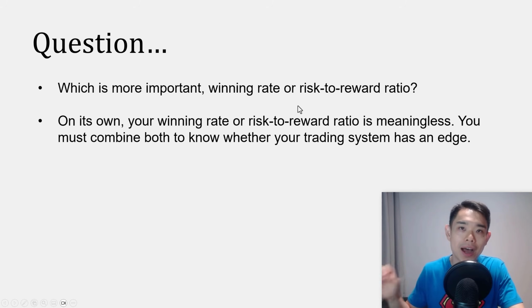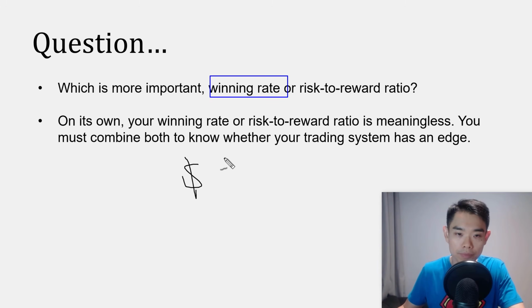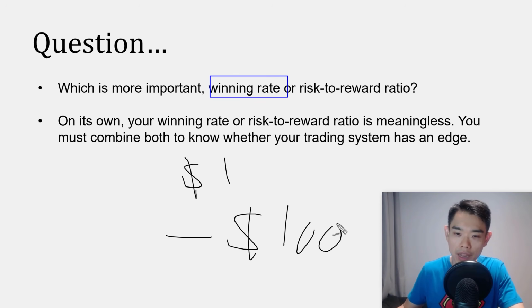Actually, both of them are equally important, because on its own, your winning rate is meaningless, because you can have a 90% winning rate, a 95% winning rate. But let's say every time you win $1, every time you lose $100. So despite having a very high winning rate, you still have an unprofitable trading system.